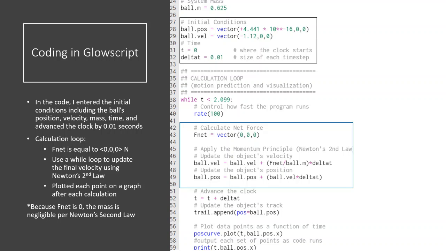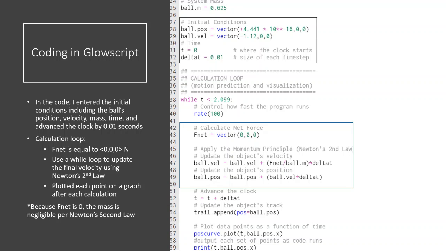law, and then I calculated the ball's position by adding the initial position to the product of the change in time and the velocity I just calculated. This is shown here in the blue box. After iterating through each calculation, I plotted each point on a graph.